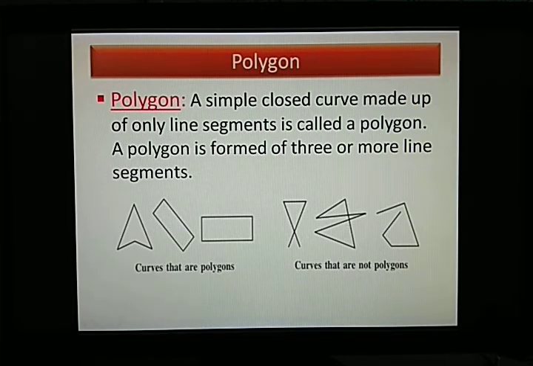Although there are more than 3 line segments, are they simple curves? No. Neither are they closed. Here in this case, it is not closed at all. It is totally open and it has crossed over. So it is not a simple curve. Clear? Here also it has crossed over. Here in this case, it has crossed over. So it is not a simple curve. So to be a polygon, it is mandatory that it should be closed, it should be simple, and it should be made up of at least 3 or more line segments.